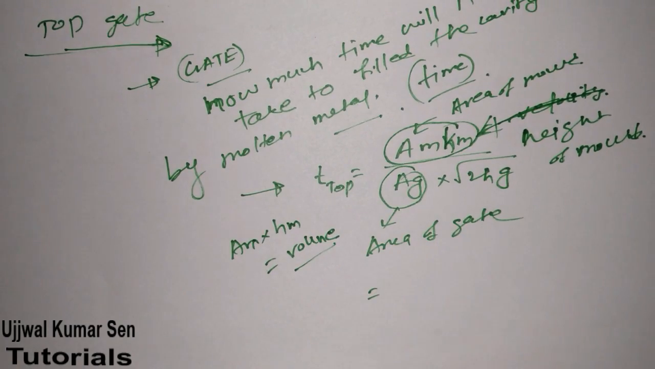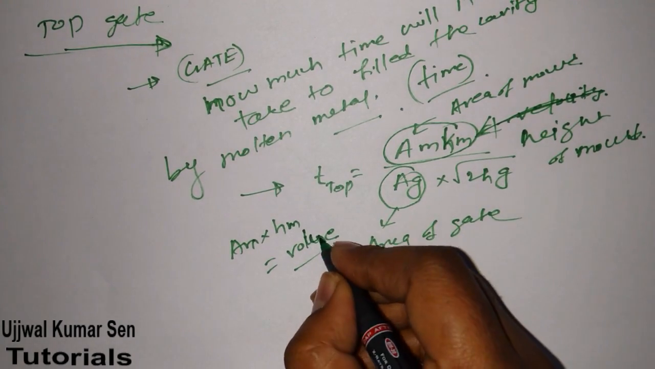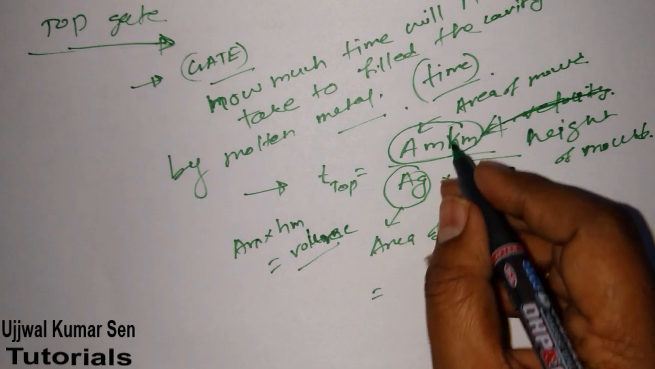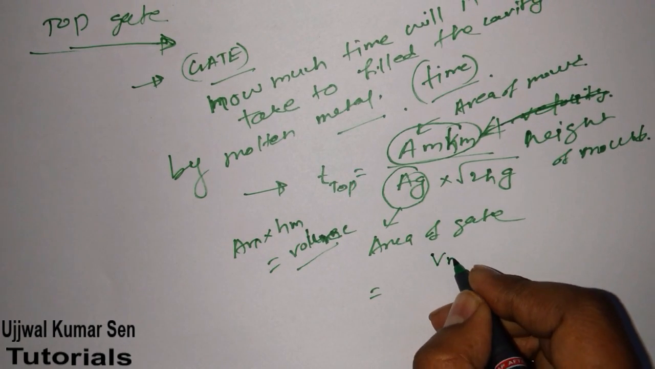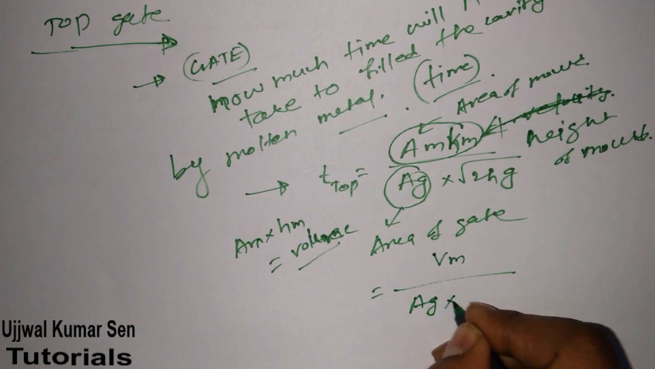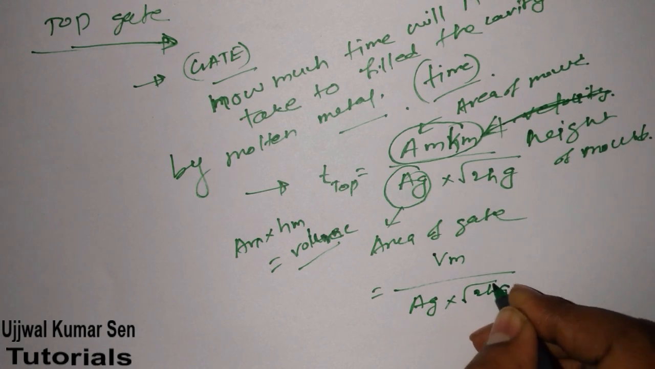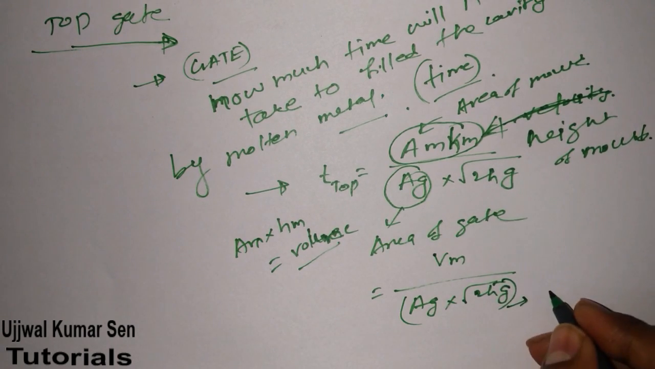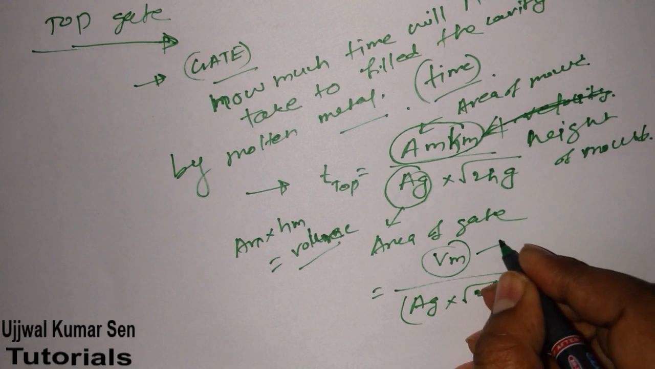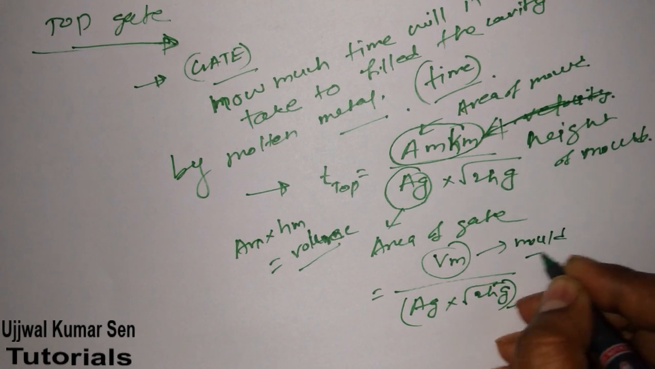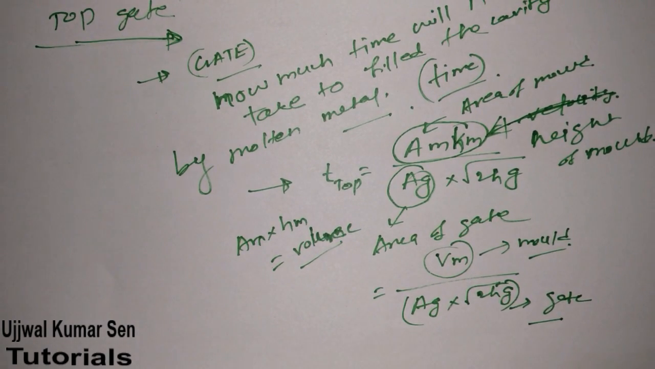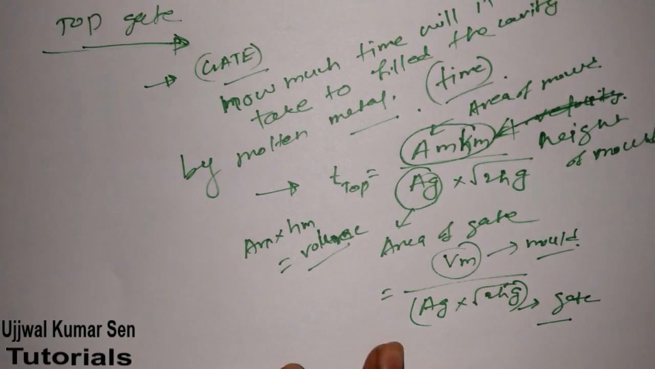Area into height is known as volume. That is important, that's why I have written VM also there. So it's VM over AG into root 2GH. This is for the gate only, and these elements are for the mold only. This is the formula we need to use for solving problems in top gate.